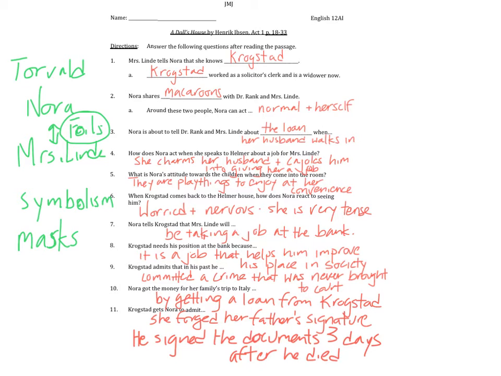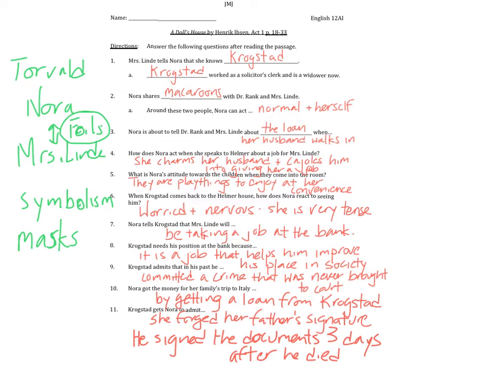And so when Nora speaks to Helmer about the job for Mrs. Lynn, she has to put on that feminine charm, and she charms her husband and cajoles him into giving her a job. In other words, she kind of begs, she kind of pleads. "Is there something you could do for this woman? She's a widow, she's looking for work." He's more than happy to give her that job. She's a widow, she needs work, and at the same time, he could get one person whom he doesn't really like, and that's Krogstad, out of his job at the bank.